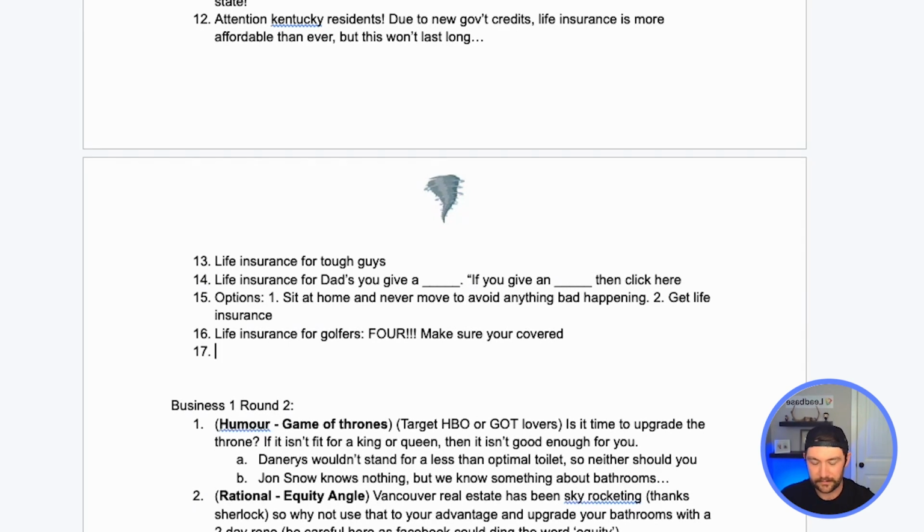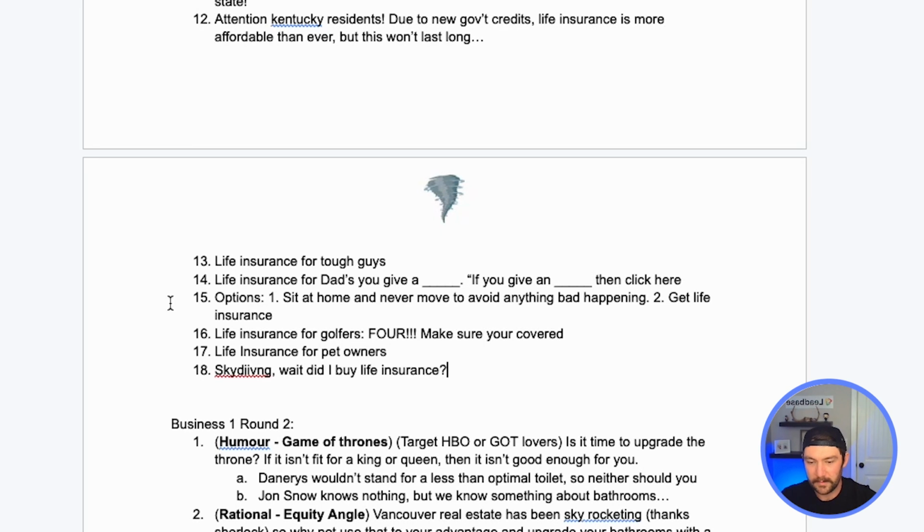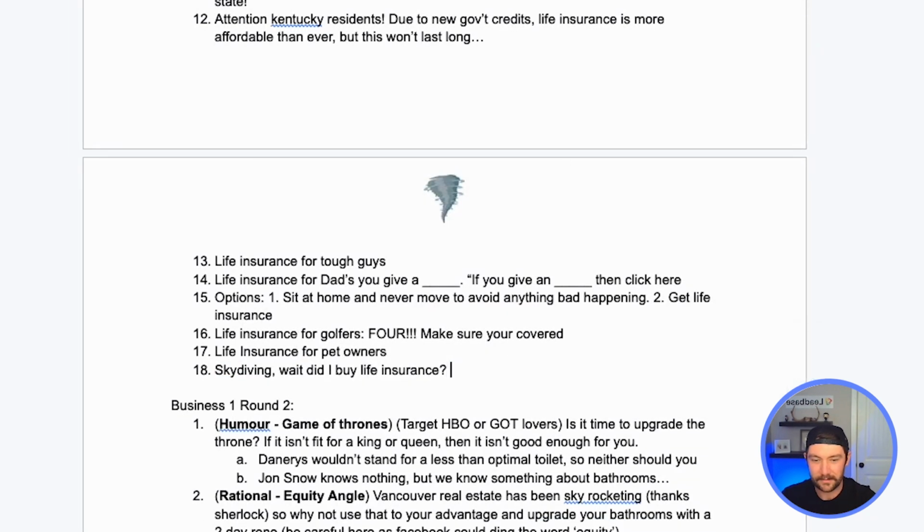Life insurance for golfers. What else? Life insurance for pet owners. Spot left alone, so Spot can be taken care of after you die. I don't know, maybe that's kind of silly, but again, it doesn't matter if it's silly because I'm going to write it down. Life insurance for pet owners. Maybe you guys skydiving with a little speech bubble like, wait, did I buy life insurance? And the chute's not pulling out.